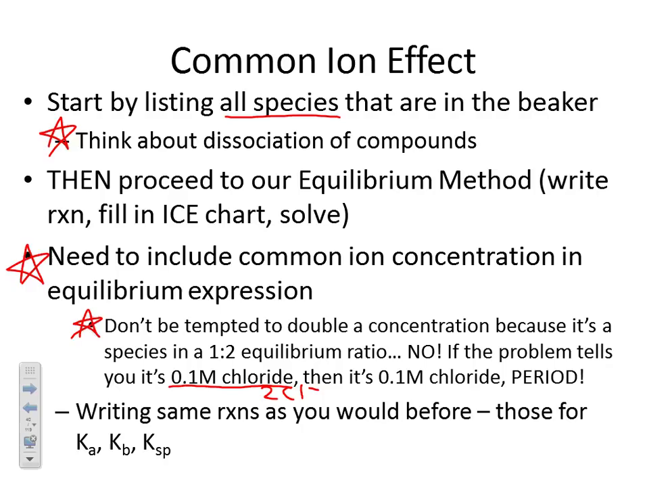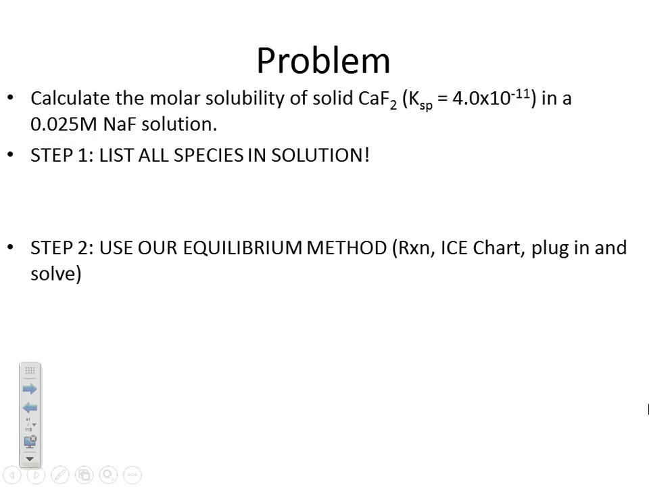The common ion problem, you are not in any way changing the reactions you're writing, meaning if the problem gives you a Ka value, you write a Ka dissociation reaction. If it gives you a Kb value, you write a Kb reaction. If it gives you a KSP value, you write a KSP reaction. So we are very much using our same process. We just are not necessarily starting with 0 product anymore.